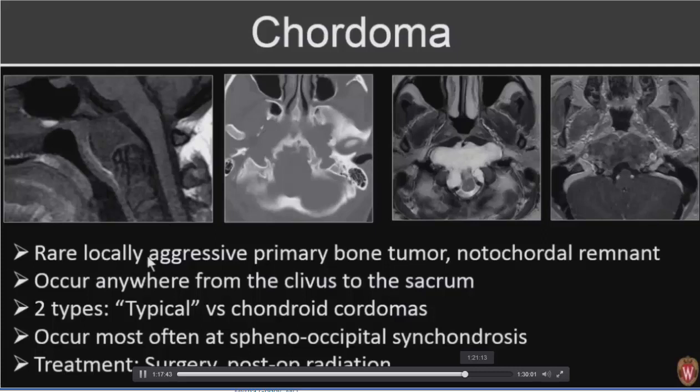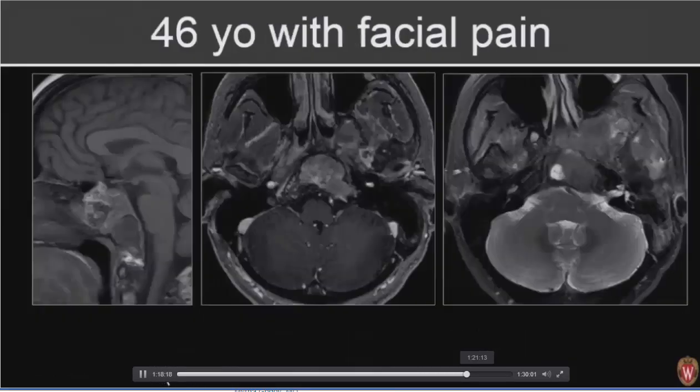So it's a rare, locally aggressive tumor. It's a primary bone tumor of a notochordal remnant, and it can occur anywhere from the clivus to the sacrum. There are two different subtypes, the typical and the chondroid chordoma, and the chondroid behaves a little bit more like a chondrosarcoma. It occurs most often at the spheno-occipital synchondrosis, which is why you often see it at the junction between the sphenoid bone and the occipital bone. But when it gets larger, it distorts all the anatomy, so it's tough to make that anatomic localization. Treatment is surgery and post-op radiation.